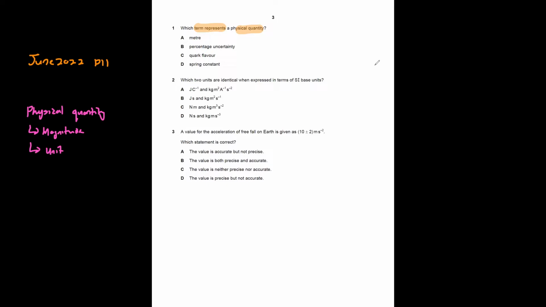So now looking at the answer choices that you have here, if you look at the first answer choice, meter, this one is not a physical quantity. This one is actually the unit of a physical quantity. Okay, it is the unit of a physical quantity. So A is automatically out.